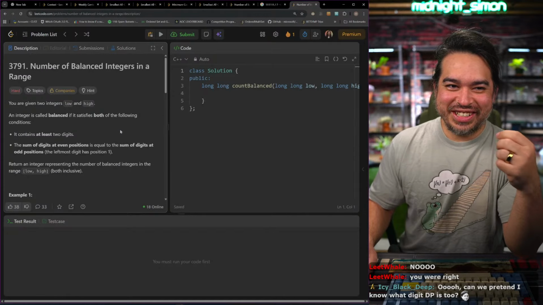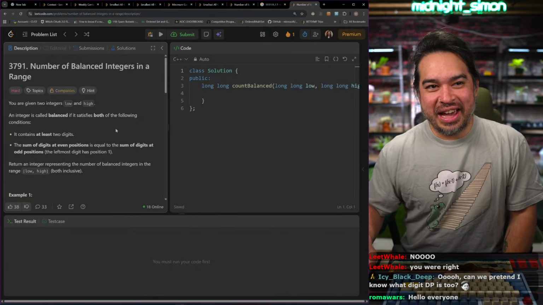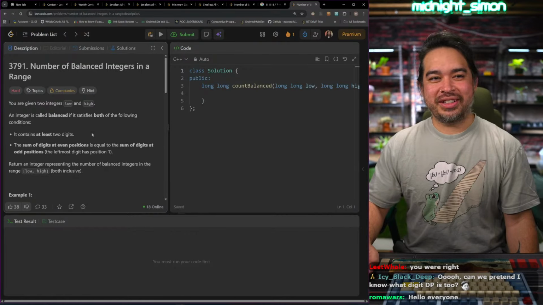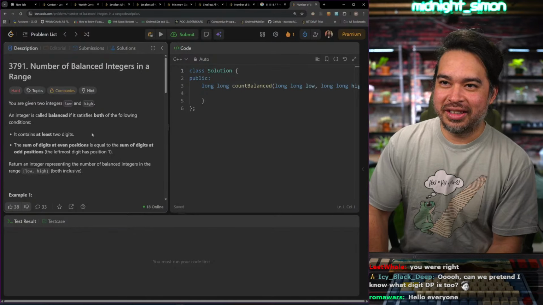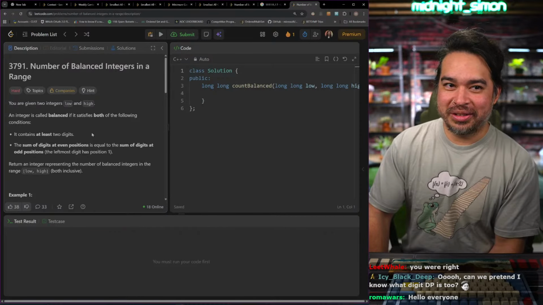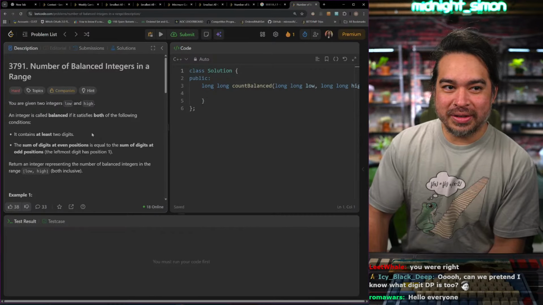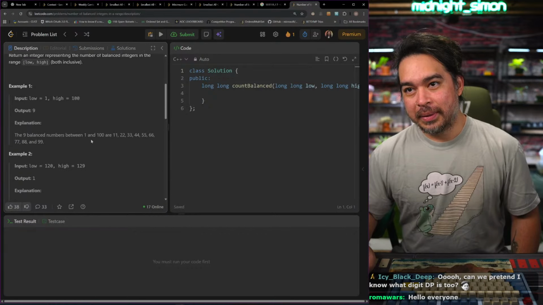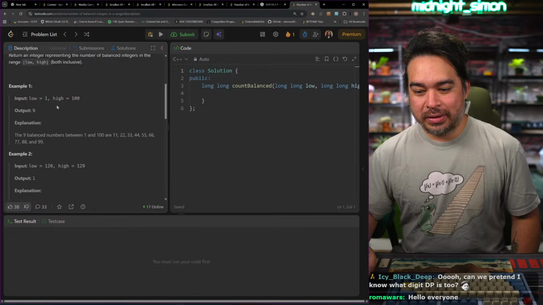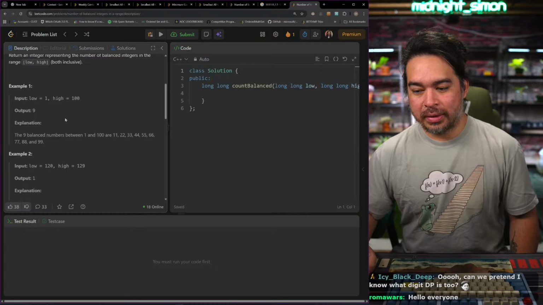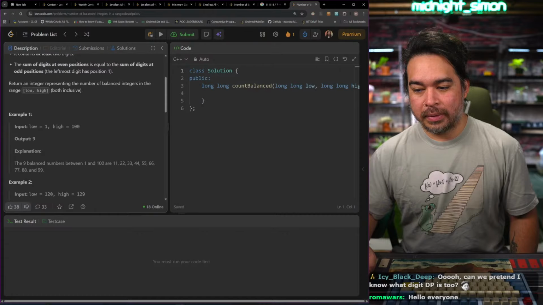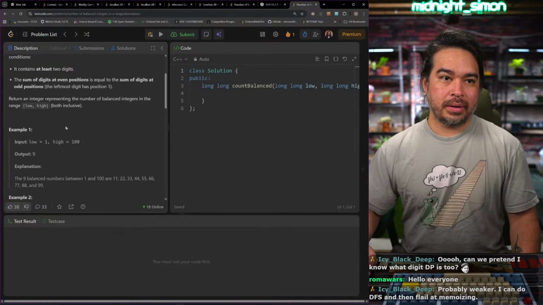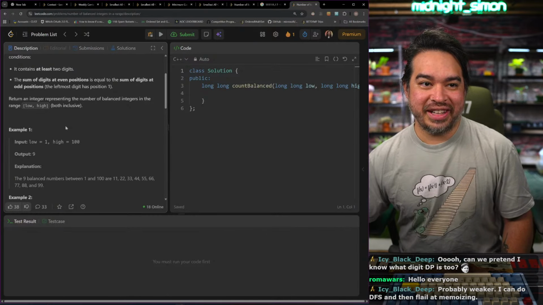Can we pretend I know what digit DP is too? Hey, Icy Black Deep, do you know how to do DP stuff? I don't know, man. Or is it one of your weaker topics? Roma Wars, hello, welcome to the party. So it needs at least 2 digits. Probably weaker. I can do DFS and then flail at memoizing. Dang.